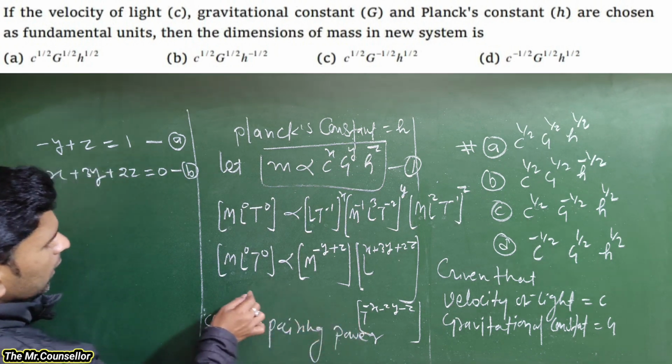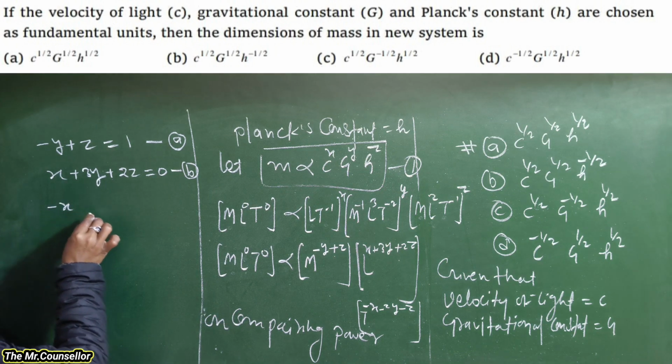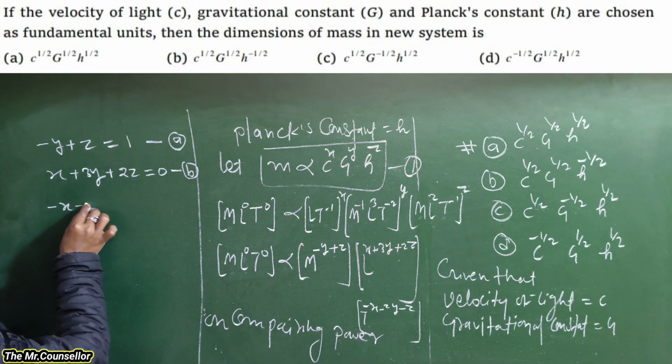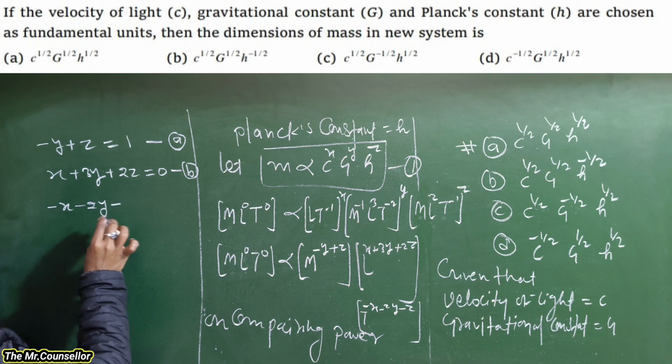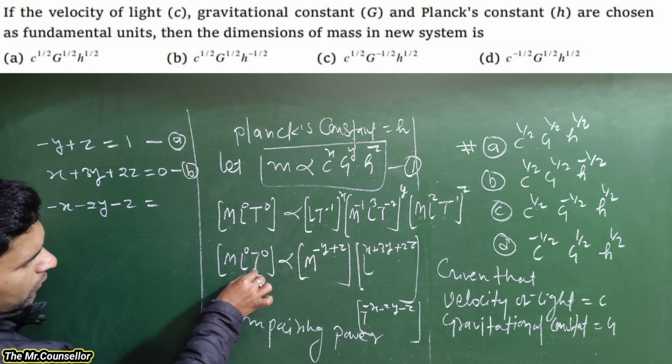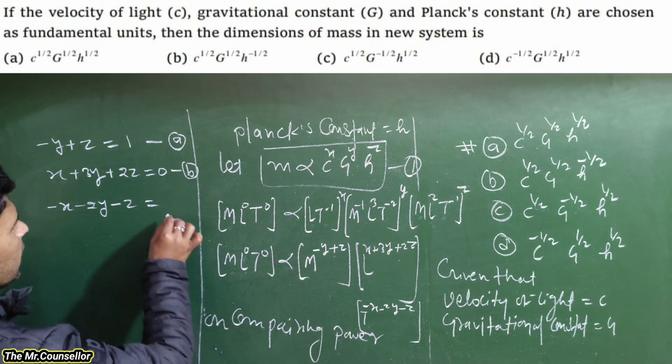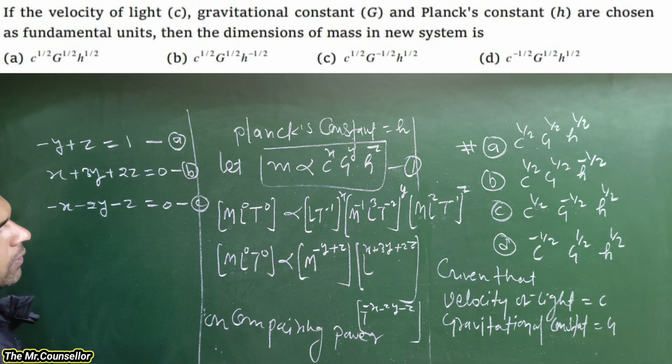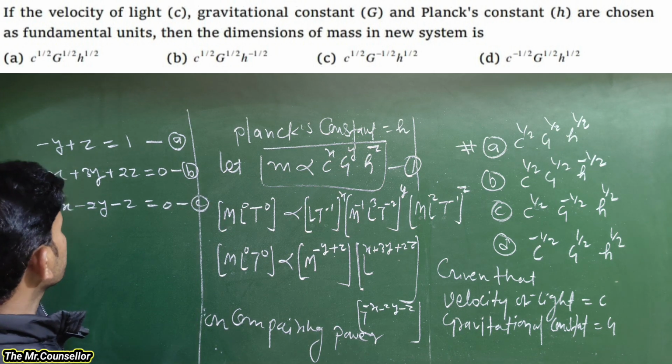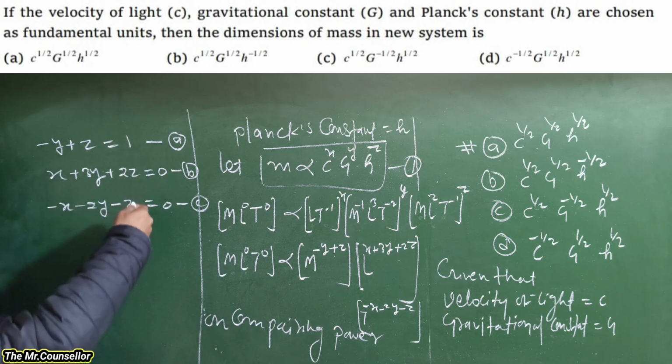And now T you can write, so minus x minus 2y minus z is equal to here also T not having, it means 0. This is equation you can say C, no issues. Now you need to solve this one.